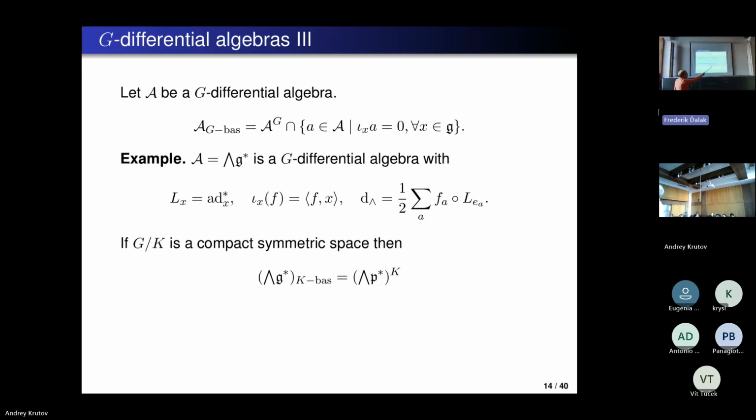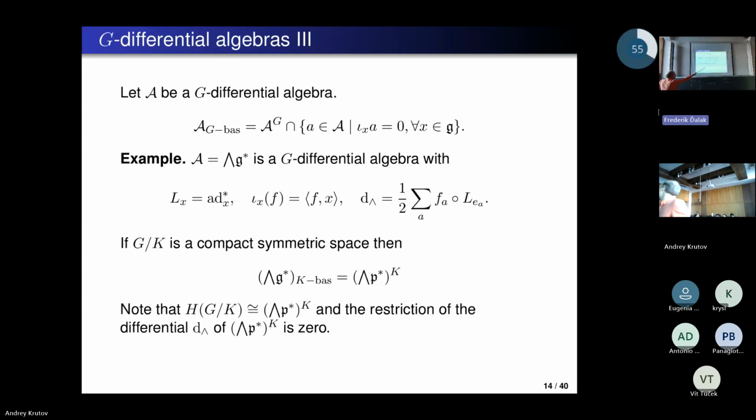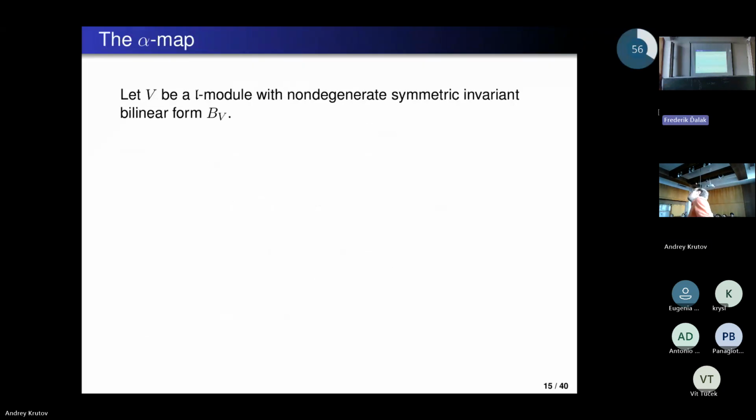So if you take the K-basic subspace of this G differential algebra, then we will get the cohomology of this space. All right. And the restriction of the differential here will be zero. So that's why it's the even cohomologies. Because when it's a non-symmetric space, then you have a non-zero differential here, and you should compute cohomologies to get the cohomology of the symmetric space. So this is one of the simplifications.